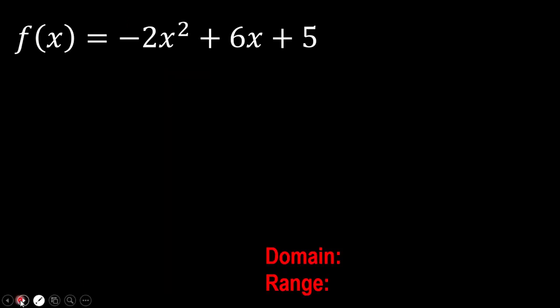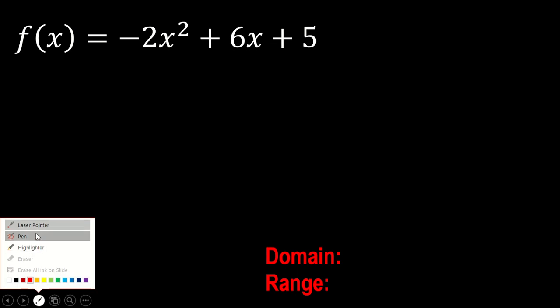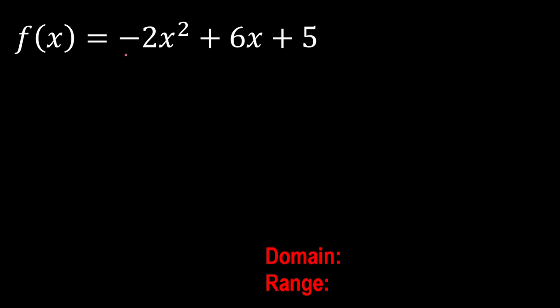Another example. Given the function negative 2x squared plus 6x plus 5, again we're going to use completing the square. But first, let's notice that here a is not 1. We have a as negative 2. Given that this is negative, obviously the parabola opens downward.